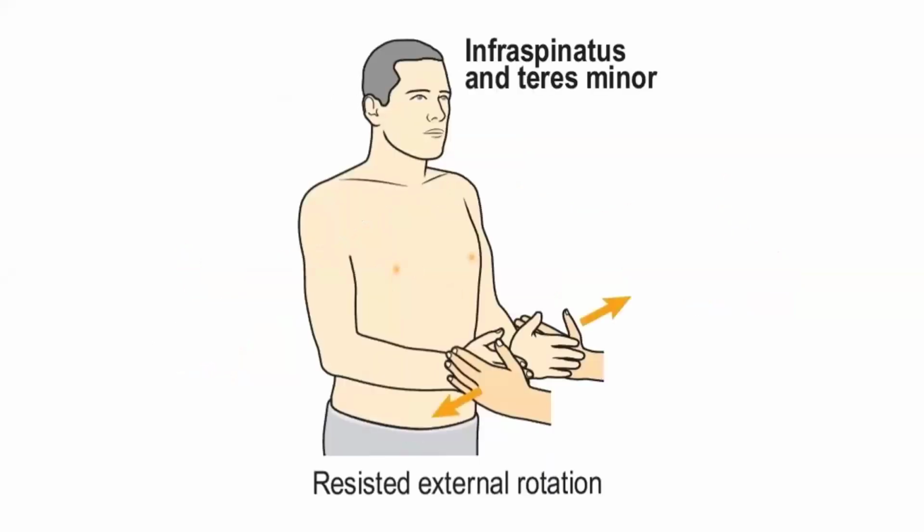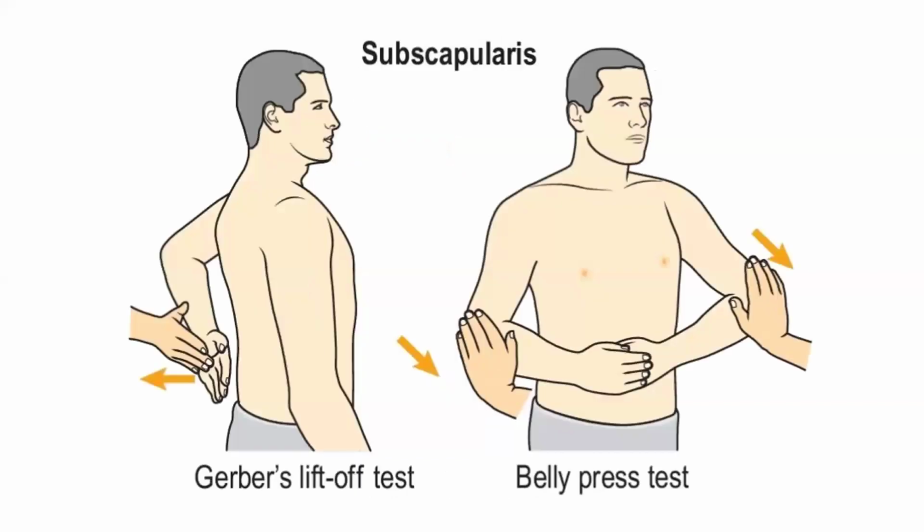The next group of muscles to be tested is infraspinatus plus teres minor. Their function is external rotation. Ask the patient to tuck the elbow to the sides and keep the forearms parallel to the ground, and then resist the patient's attempt to external rotate, and we have to resist their attempt by pushing their hand and wrist together. Check the power and compare the power on both sides. This is resisted external rotation done to test for infraspinatus and teres minor.